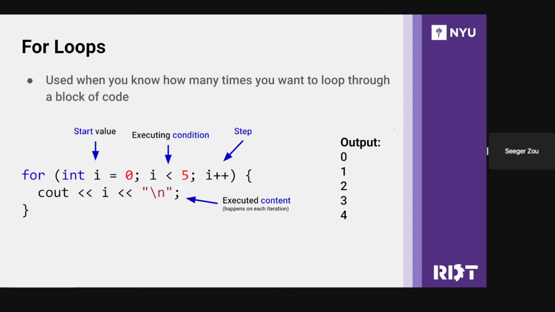and the output you can see on the right is 0 to 4. Some of you might have a question about why it wouldn't print 5. We can just look at what happens when the loop gets to 5. When I is equal to 5, it would check the executing condition. And 5 is obviously not smaller than 5, so that condition fails, so it would not print 5. The loop would stop there.